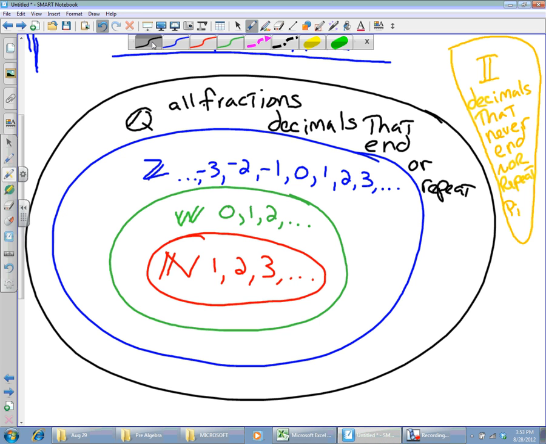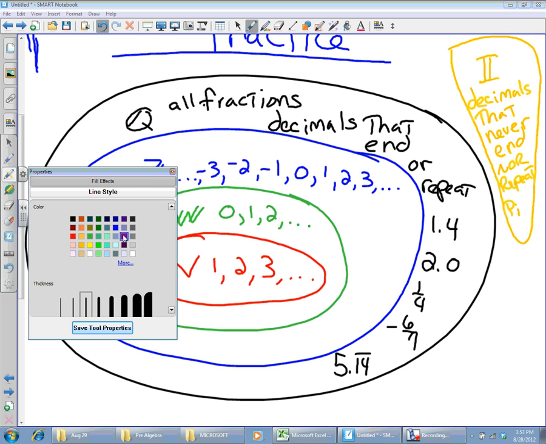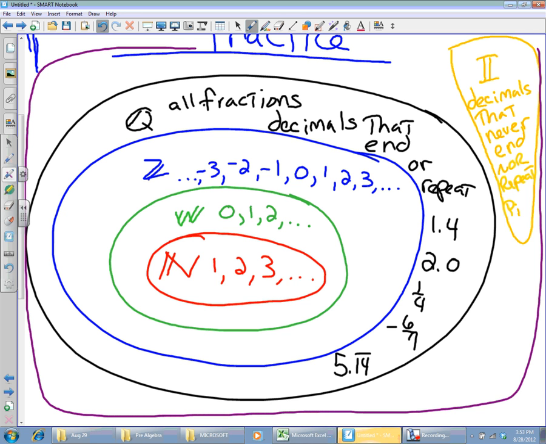Okay, the rationals could be like 1.4, 2.0, 1/4, -6/7, 5.14 that repeats. Those are all rational numbers. And altogether, these guys all together make up what we call the real numbers. Right?